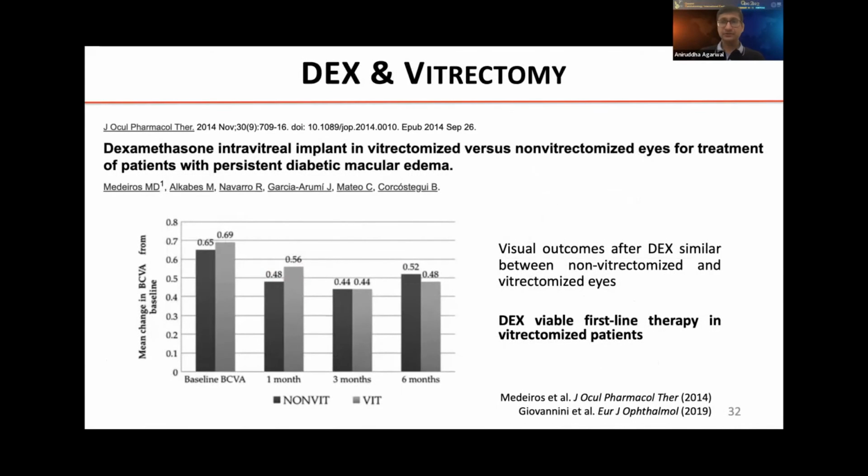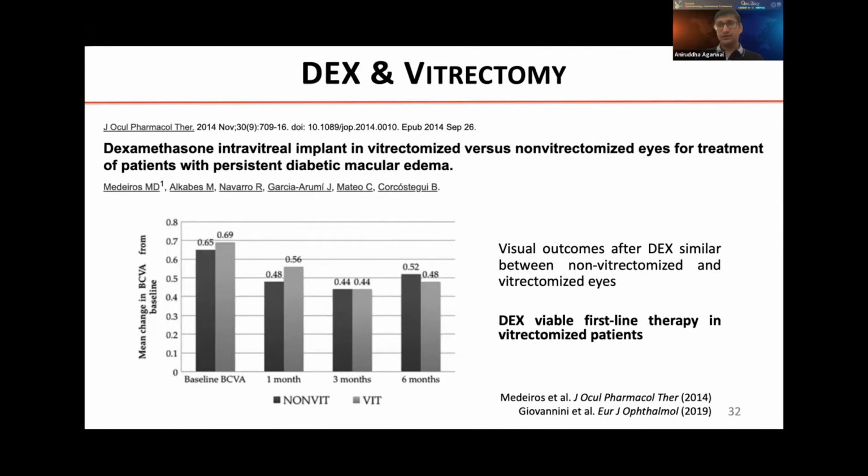And in patients who've had a previous vitrectomy, this is a very important subset of patients. We know that in eyes which are vitrectomized, dexamethasone implant performs very well, and the visual acuity outcomes are quite similar to those who are non-vitrectomized. And so it could be a very useful therapy.